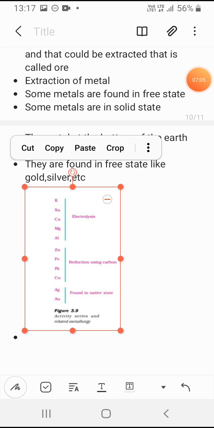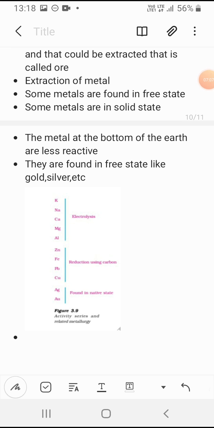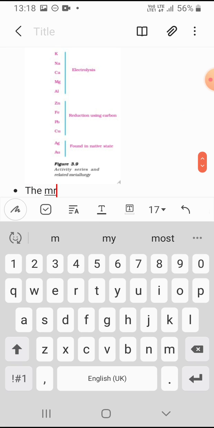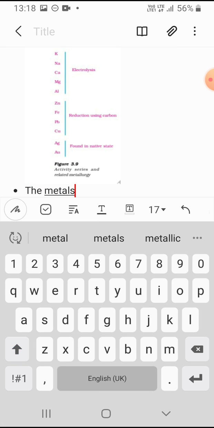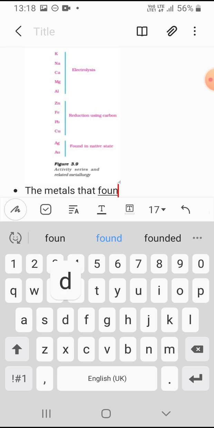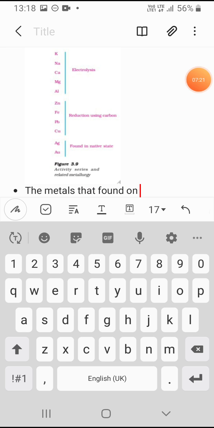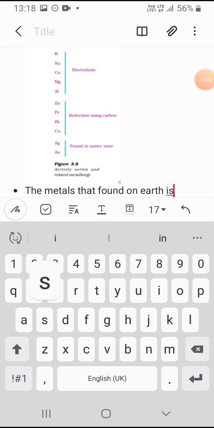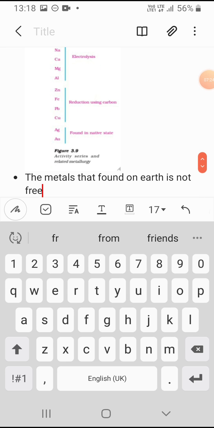But the metals found in the native state are down, and the metals that are found on the upside of the earth are not in the free state.